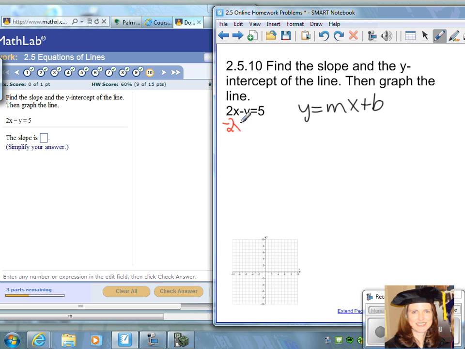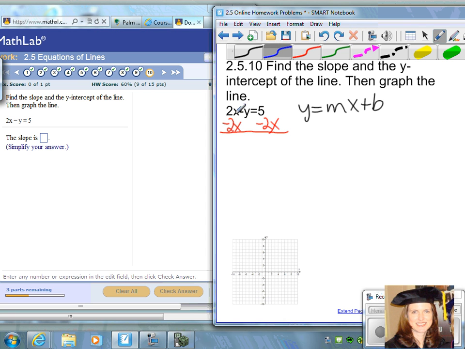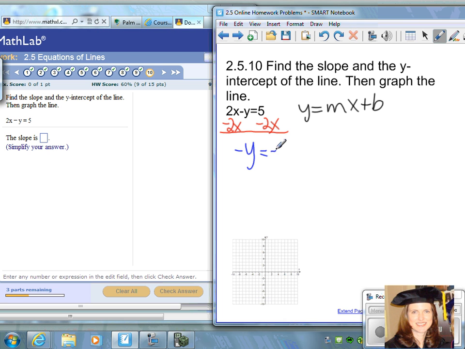We're going to first subtract 2x from both sides of the equation. And that gives us 2x minus 2x, which is 0, and then we have a negative y on the left side. And we have 5 minus 2x, we're going to write as negative 2x plus 5, just so that we can keep it in the form of y equals mx plus b.